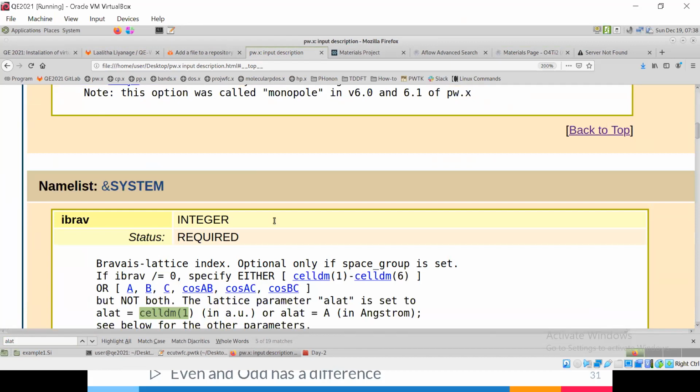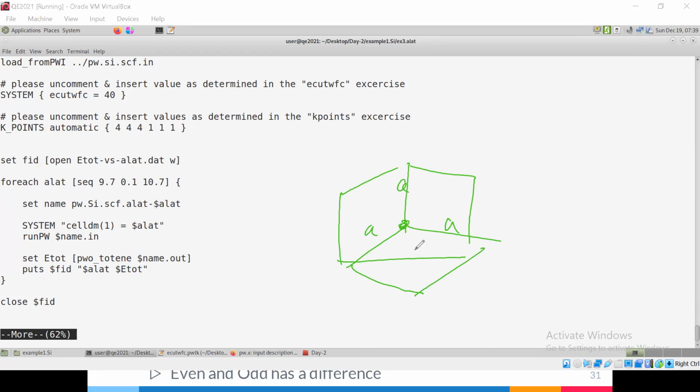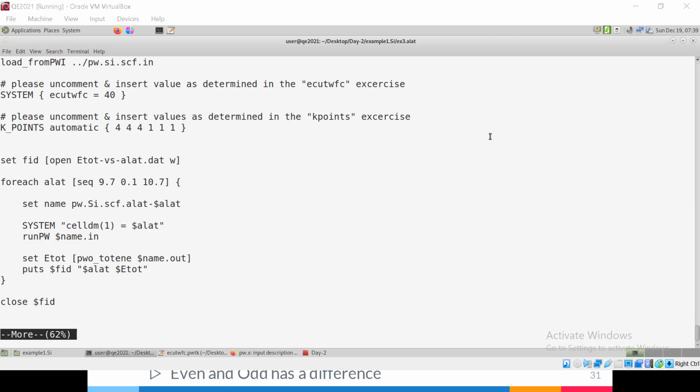You can give the ALAT to be the length of the side of the box, which means if you have a simple cubic box, your simple cubic box has lengths, and inside this box, you have atoms, right? You have a basis, and you have two atoms here. I think it's something like that. And you're saying each of these dimensions are A, A, A, and that A you're changing from 9.7 to 10.7. That's what you're doing. You're basically expanding the box from 9.7 to 10.7 in steps of 0.1. So the sequence command takes the steps in 0.1, and then it calculates the energy and stores it in a file. So that's basically what this does.